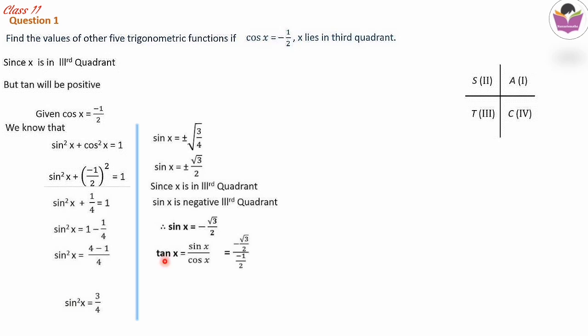Then tan x. We know the formula in terms of sin and cos, because sin and cos are there with us now. That is equal to sin x by cos x. Sin x is minus root 3 by 2 and cos x is minus 1 by 2. So we can write it as a fraction. That is equal to, here you can see the calculation.